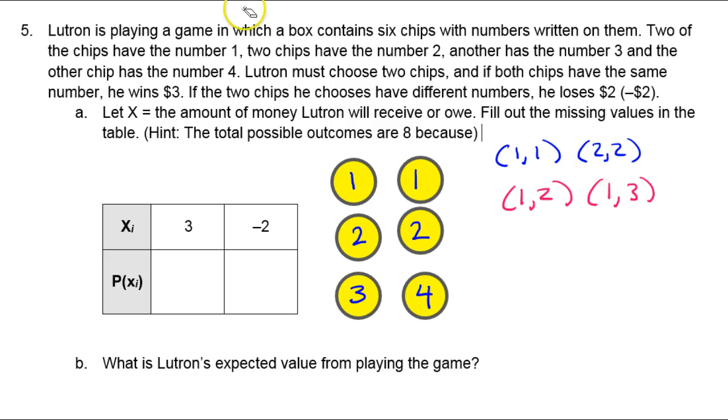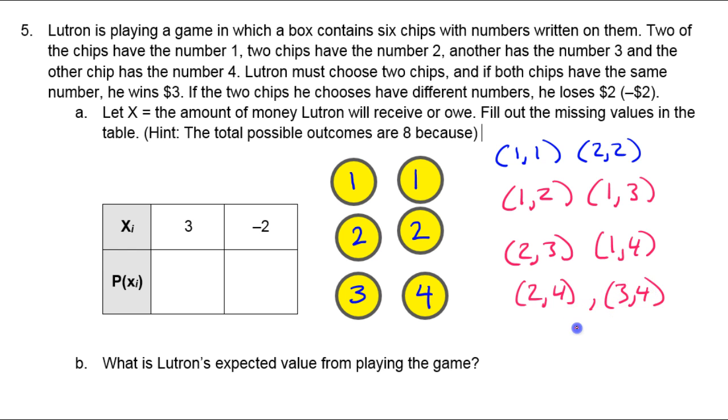I feel like putting the 2 and 3 down here. So it could be 2 and 3. What have I not done yet? What about with the 4s? It could be 1 and 4. Or it could be 2 and 4. Or it could be 3 and 4. So that's it. These are all the possible combos.